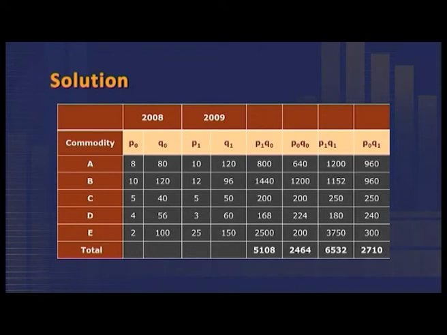5,108. The seventh column indicates the values of P0 Q0 and the total is equal to 2,464. The eighth column gives the product of P1 Q1. The total is equal to 6,532 and the last column gives the value of P0 Q1 and is equal to 2,710.